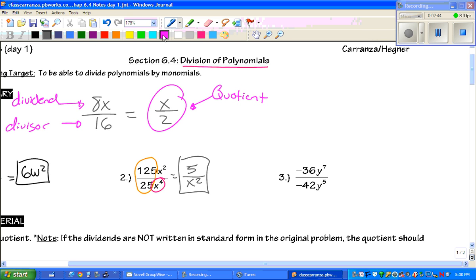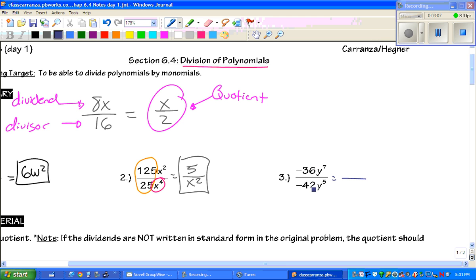Another way to think of that is if we have 2 x's on the top and 4 x's on the bottom. When we start crossing those out, you still have 2 left, but they are on the bottom, and that's where that comes from. Okay, and number 3.